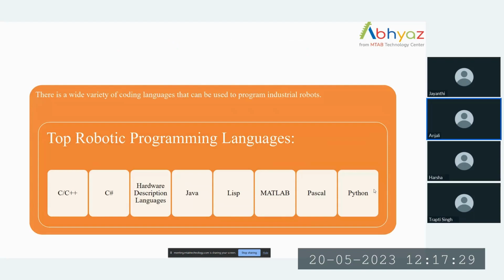Various types of coding languages are used to program industrial robots. These are C, C++, C#, Java, MATLAB, Pascal, and Python.